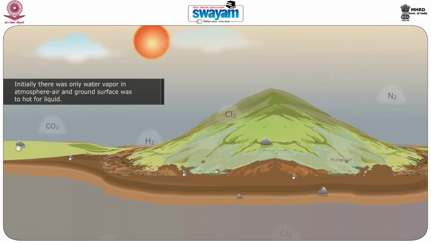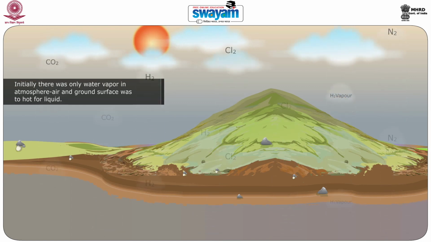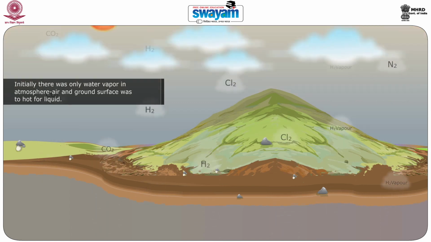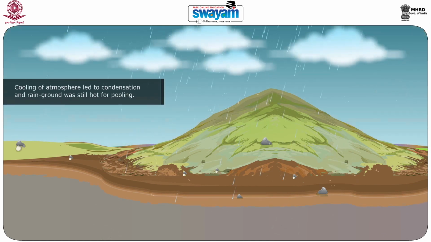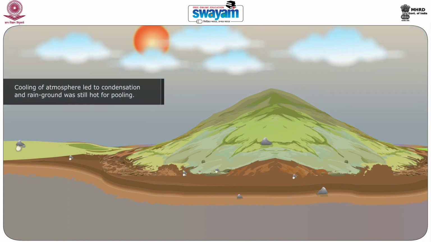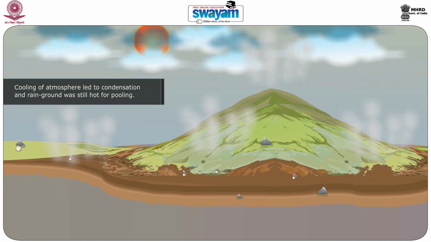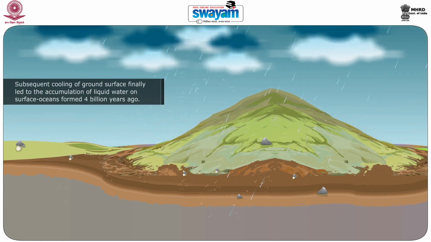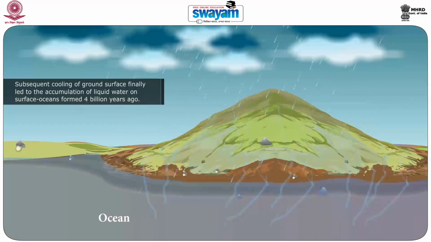Initially, there was only water vapor in the atmosphere, as the air and the ground surface were too hot for liquid water to stay. Cooling of the atmosphere led to condensation and rain. However, the ground was still too hot. Subsequently, cooling of the ground surface finally led to the accumulation of liquid water on the surface. It brings another major question about the age of the ocean.